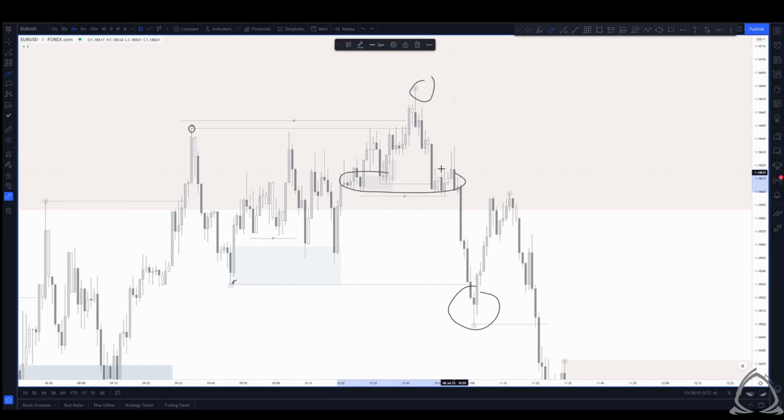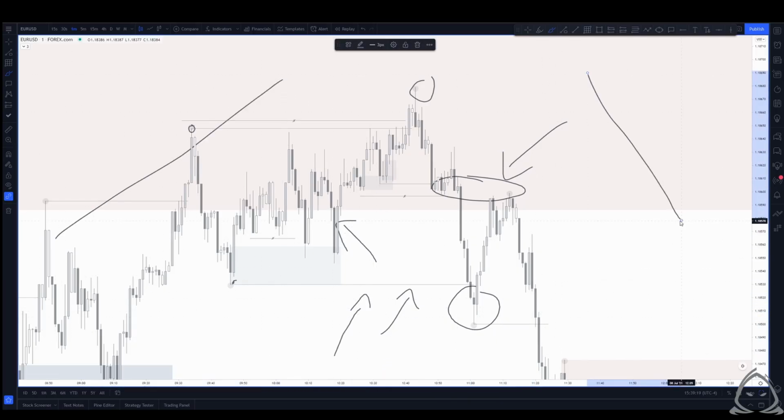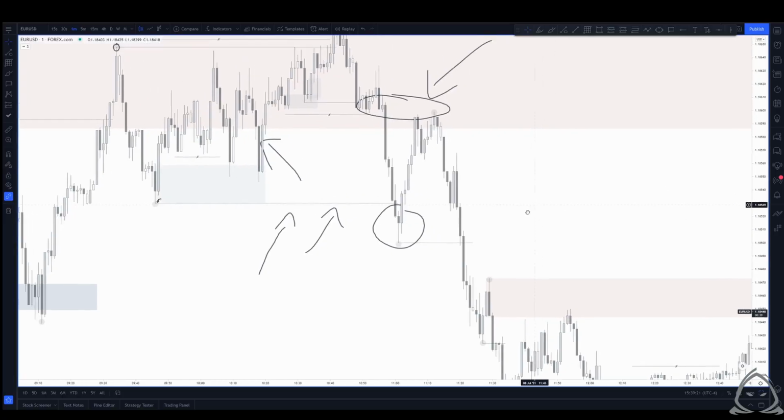And what we can see is we did have a demand here. We reacted off that demand, and then demand ultimately failed. We then put in a lower low, which would then be our change of character, switching the trend from bullish to bearish. What we can see is we have a supply zone. Price reacts off of that. So now we're seeing demand failing and supply being respected. We have a change of character. We switch from bullish to bearish, and we're seeing price continuing to the downside.